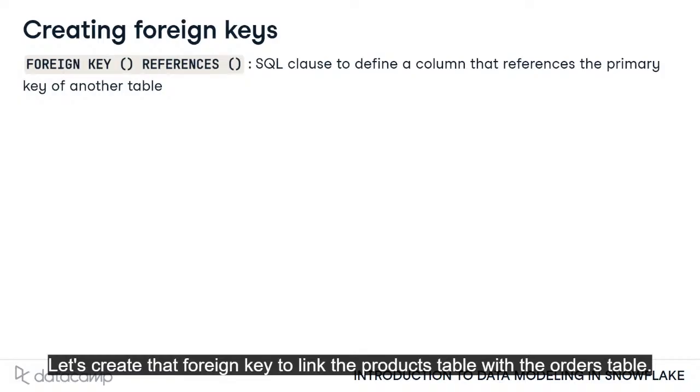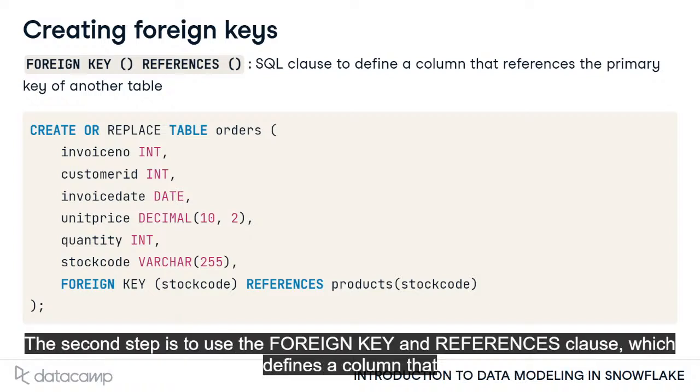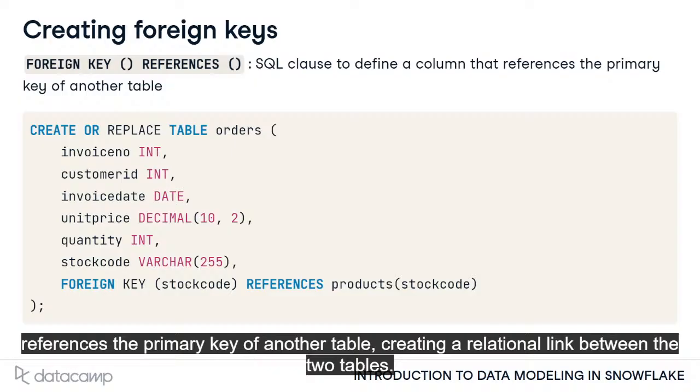Let's create that foreign key to link the products table with the orders table. Note 2 changes that must happen when you create the table. First, add a new column that will refer to the key of the foreign table. In this case, the data type for the stock code is varchar 255. The second step is to use the foreign key and references clause, which defines a column that refers to the primary key of another table, creating a relational link between the two tables.